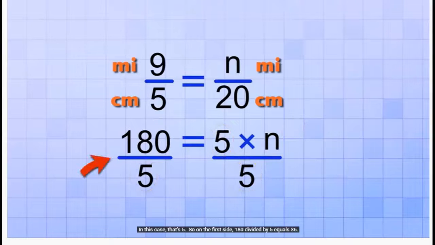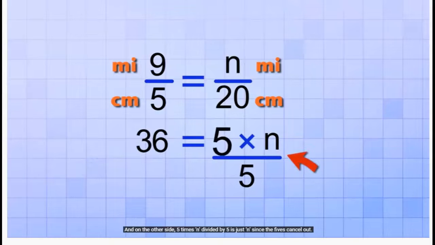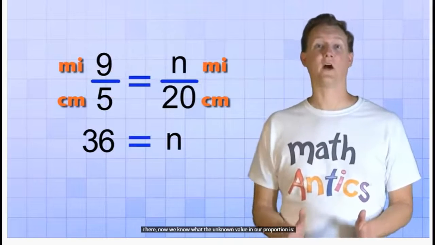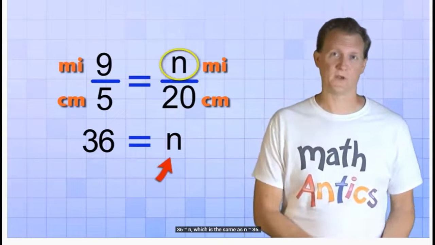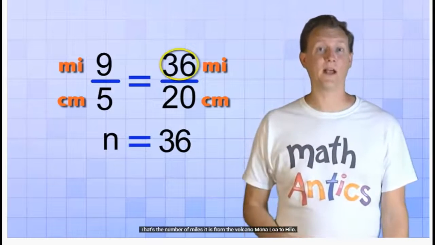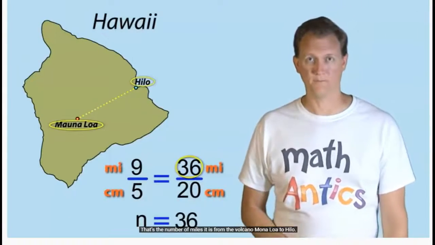So on the first side, 180 divided by 5 equals 36. And on the other side, 5 times n divided by 5 is just n, since the 5's cancel out. There. Now we know what the unknown value in our proportion is. 36 equals n, which is the same as n equals 36. That's the number of miles it is from the volcano Mauna Loa to Hilo.